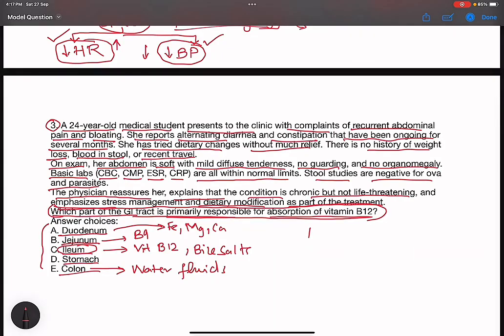This patient has IBS, irritable bowel syndrome. So this was all about step style questions.